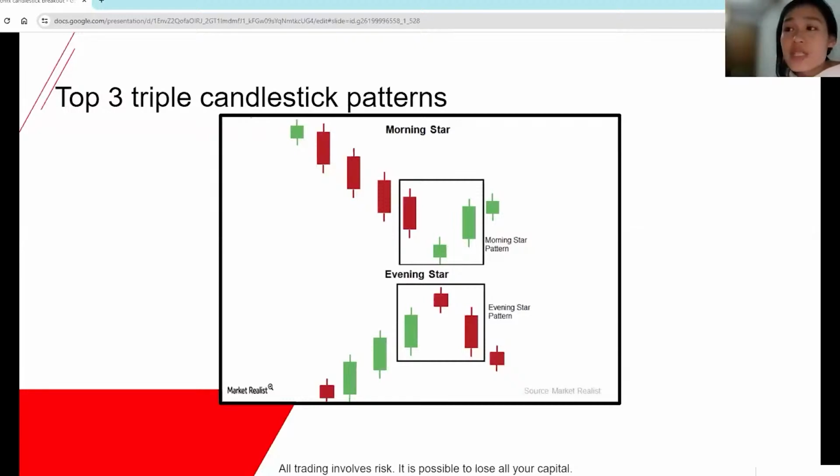Okay, and for evening star, we see this bullish candle, followed by that same small candle, and then followed by a similar sized second candle, both of which are bearish.